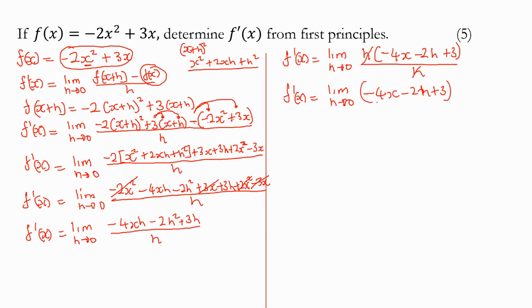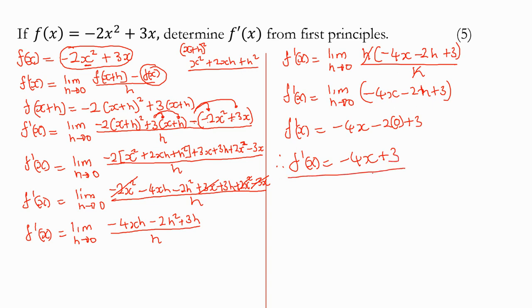You see that? And then now we can substitute our 0. Where there's h, we put 0. So now the lim sign disappears. So f prime x is equal to negative 4x minus 2 times 0 plus 3. And then therefore, f prime x is equal to negative 4x plus 3. You see that? Done. You get all your 5 marks.